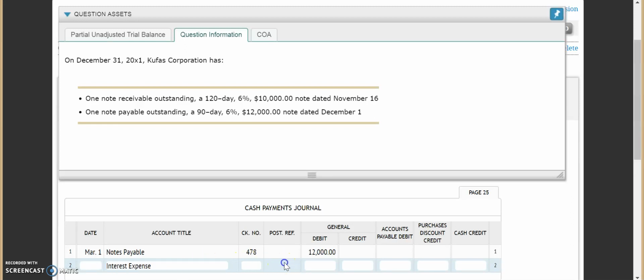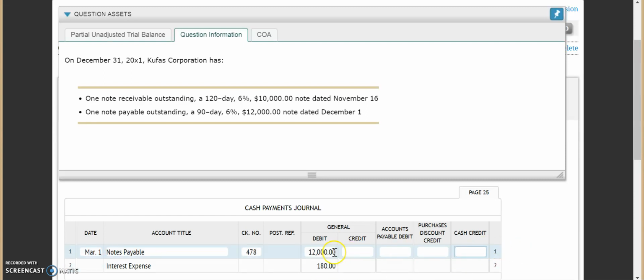We need to calculate our interest expense for the entire value of the note. So we take our $12,000 times 6% times 90 divided by 360. And when we do that, we get a value of $180. And so when we pay that note off, it's the total of the $12,000 and the 180. So it's $12,180 is our total cash credit.